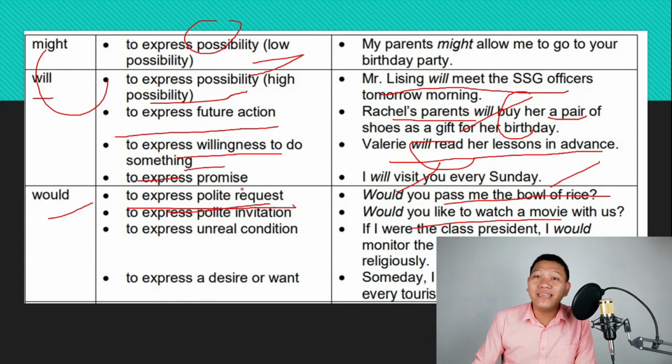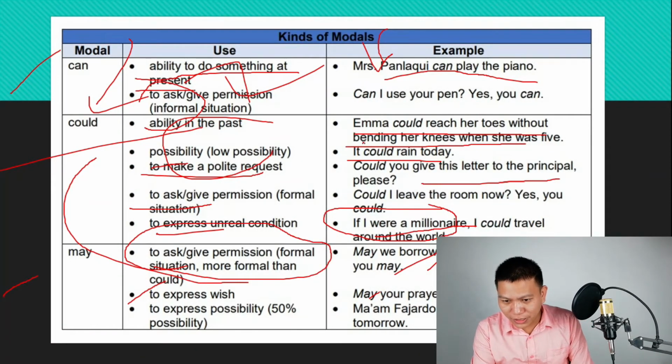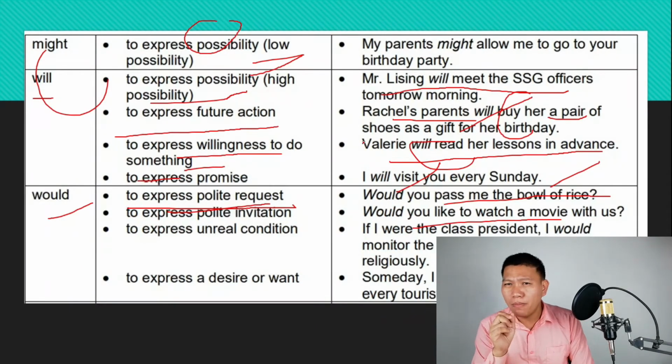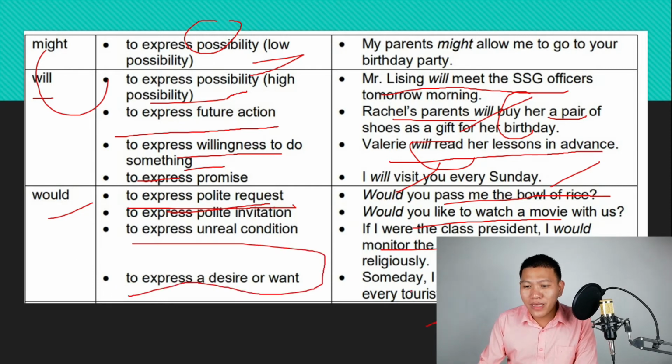To express unreal condition, similar to could: if I were a millionaire. It's most likely similar to the purposes of using could. If I were the class president, I would monitor the cleanliness of our room religiously. And finally, we use would to express a desire or want. Someday I would like to go on a trip to every tourist spot in the Philippines. So it's a desire or a want.